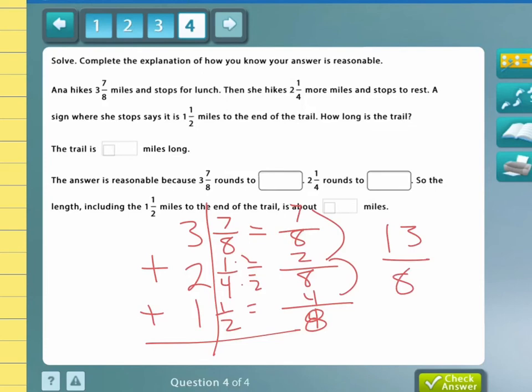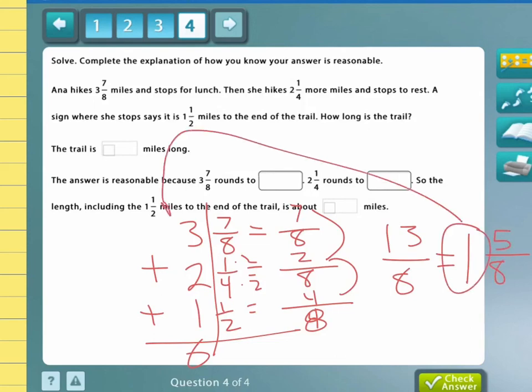So I end up with 13/8 as my parts, and 3, 2, and 1 makes 6. So the answer is going to be 6 13/8, but I can simplify this. 8 goes into 13 one whole time. There's 5 parts left over, 1 5/8. So I add my wholes over here. So that's going to give me 7 wholes, and 5/8 is the total distance for her hike.